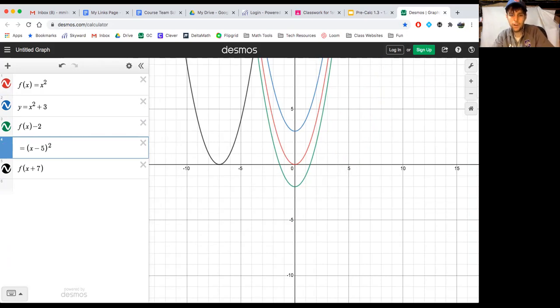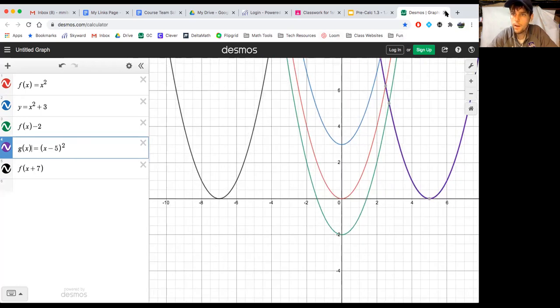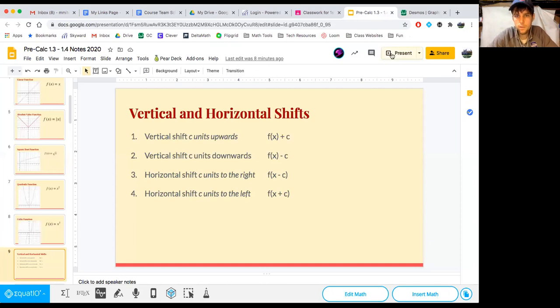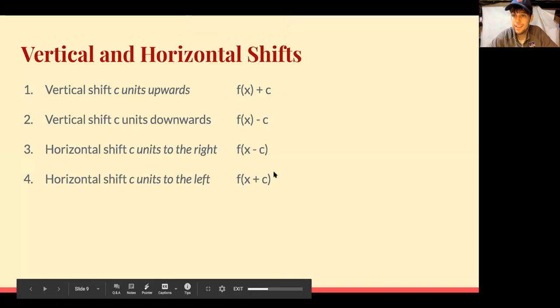Or I could even call it a different function name. I could call it g of x as well if I wanted to make it different. I don't want to use the same function notation. I don't want to call it f because I already have a function named f. So just make sure we're changing the name if we are going to write it out in its actual equation form. All right, so I'm going to go ahead and leave that up. So we're going to go back to presentation here and kind of look at some examples, see if we can identify these different types of shifts.